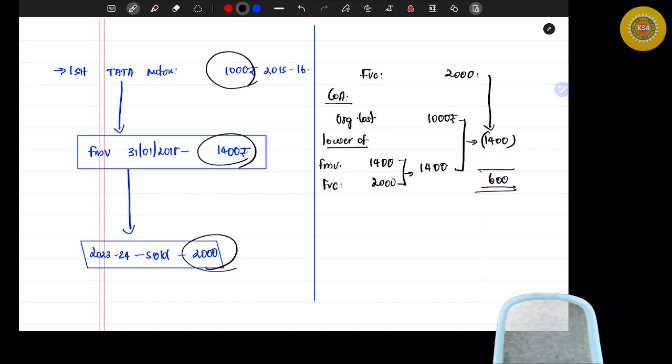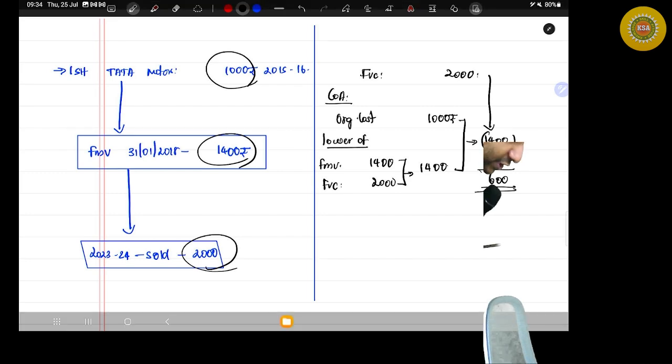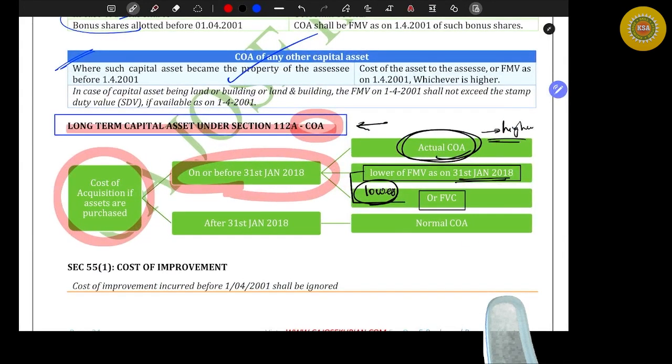Now let me tell you one thing. What if I purchase that share after 31st January 2018? If it is after 31st January 2018, then it is the normal cost of acquisition. The original purchase price itself only I can take as the cost of acquisition. There is no speciality over there. Are you all with me? Is that particular point clear for you? Great.